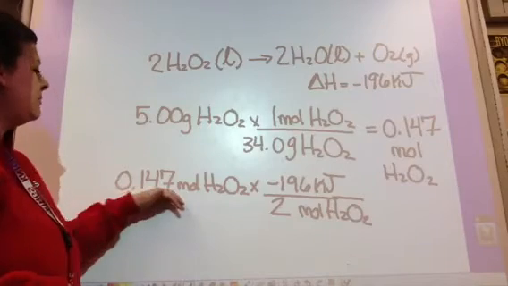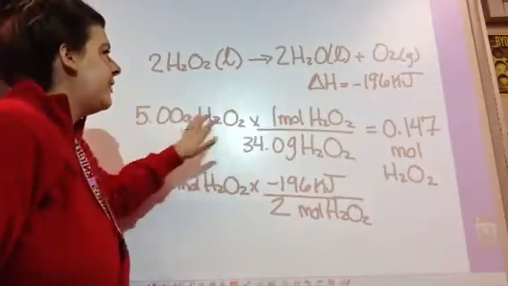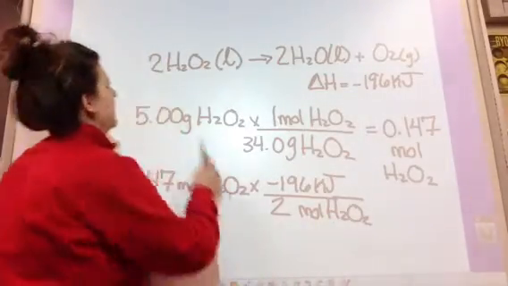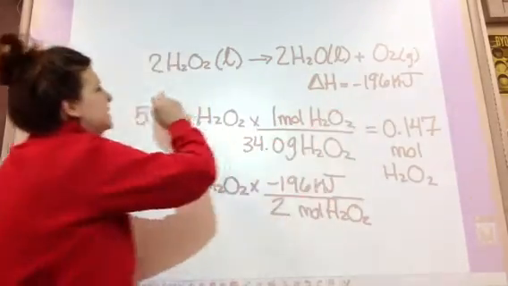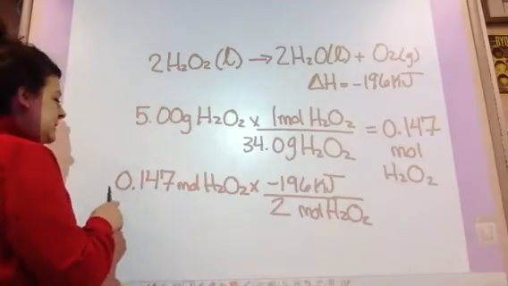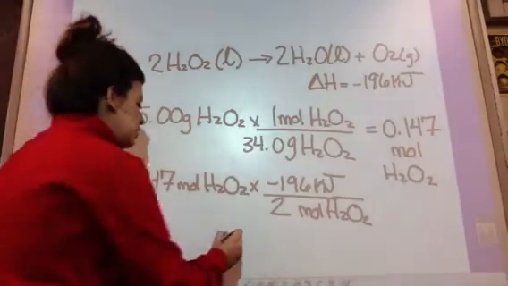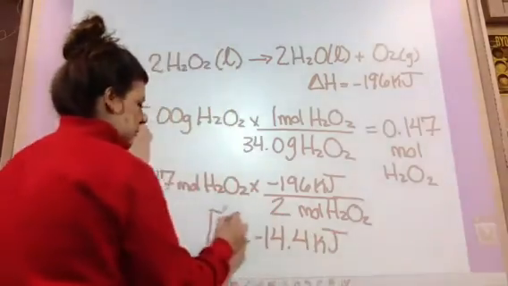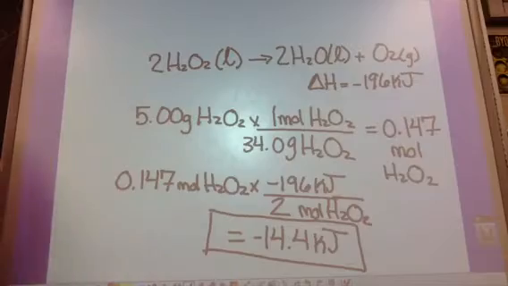So if I'm starting off with 5 grams, and I want to know what my delta H would be, I need to make sure I look at that coefficient for hydrogen peroxide, because I got a change in enthalpy of negative 196 kilojoules with 2 moles of hydrogen peroxide. So I need to make sure I have that 2 there. So if I did my 0.147 times a negative 196 and then divide that by 2, you should get a negative 14.4 kilojoules. Okay, so let's keep moving.